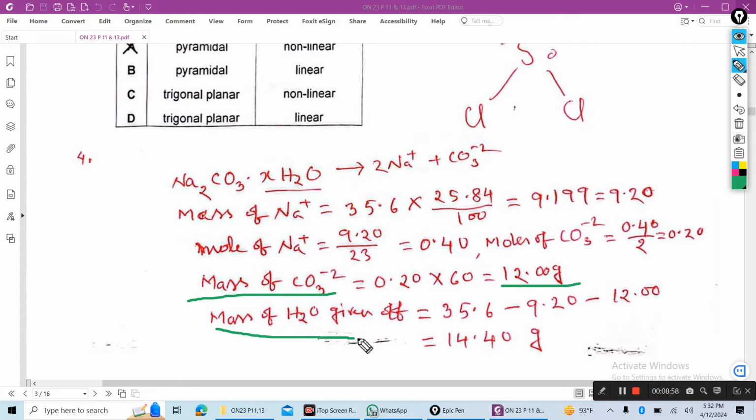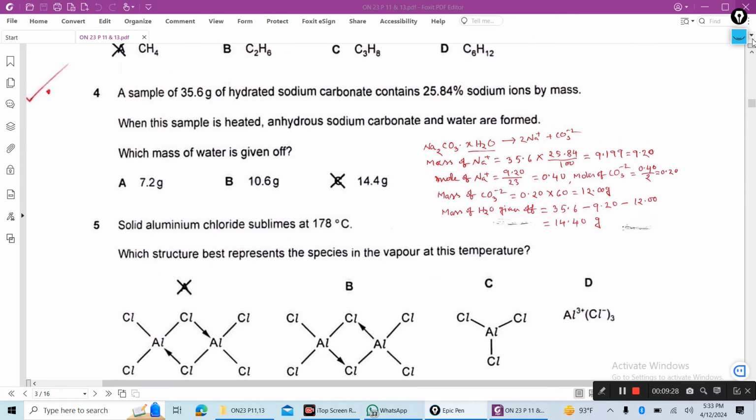Now the mass of water given off is the total mass 35.6 minus the sodium ion mass 9.2 minus the carbonate ion mass 12 gram. If you calculate, you will get the mass of water given off as 14.40 gram. You can see it also here, plus x H2O.